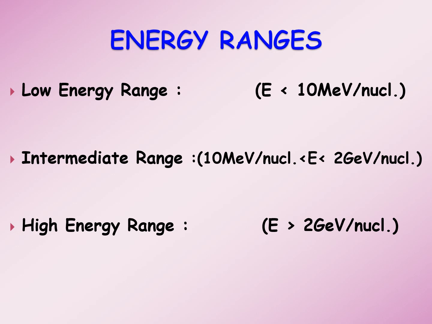These are the different energy ranges in nuclear physics. First is the low energy range, in which the energy is less than 10 mega electron volt per nucleon.